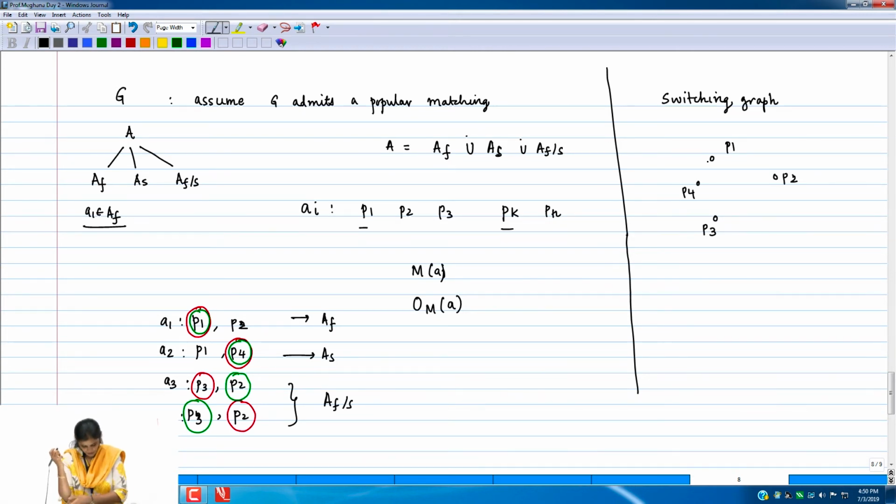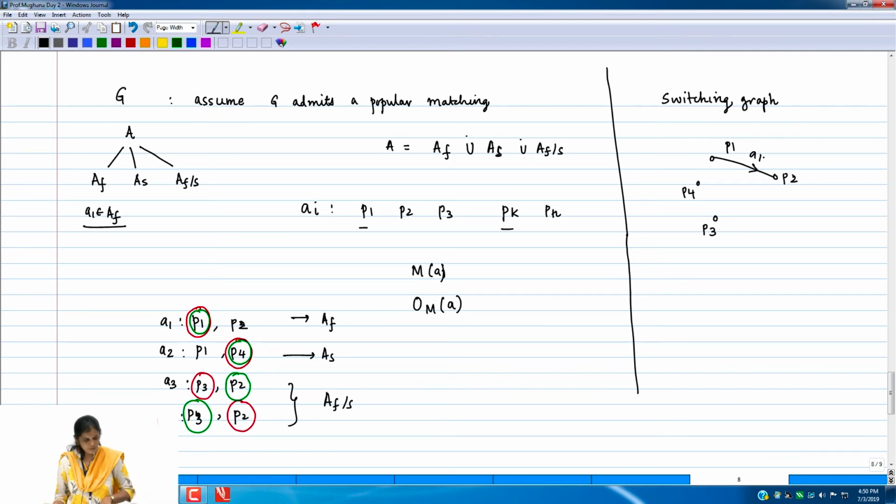So currently A1 is matched to P1. What is its OM of A? Because A1 is matched to P1, its OM of A is S of A. What is S of A? P2. So I will draw an edge from P1 to P2 and call it agent A1, because this is corresponding to that. Now we can do this for everybody.